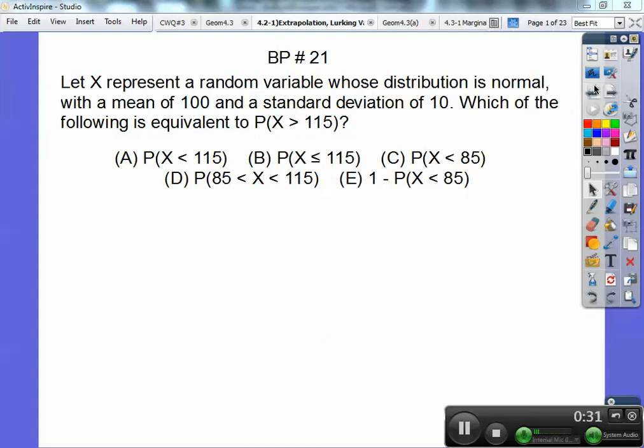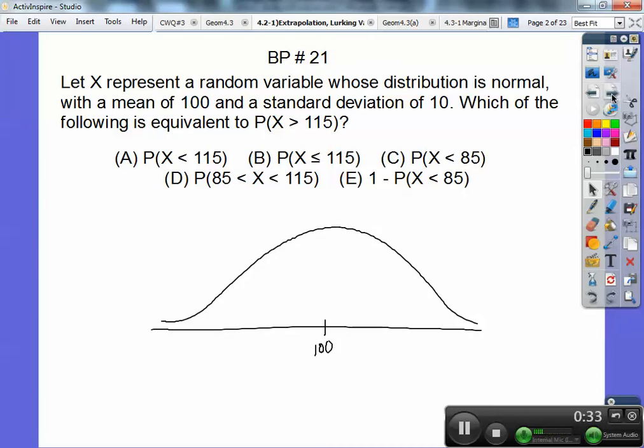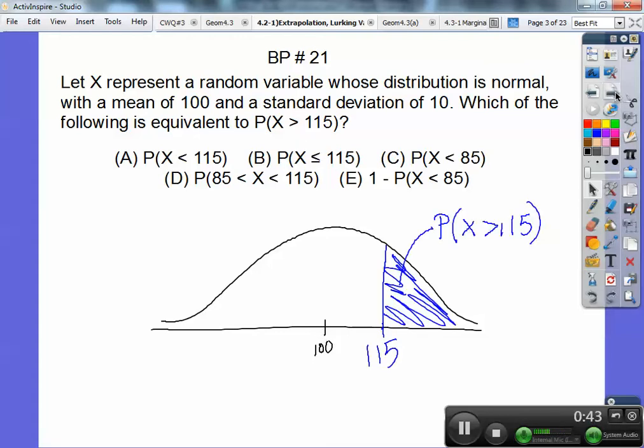All right, let's just draw the standard normal curve right there. The mean is 100 right there. So 115 is over here, and greater than means shaded to the right. So that would be this picture right there. There's the probability of it being greater than 115.